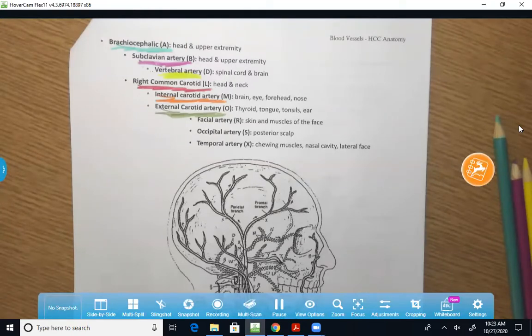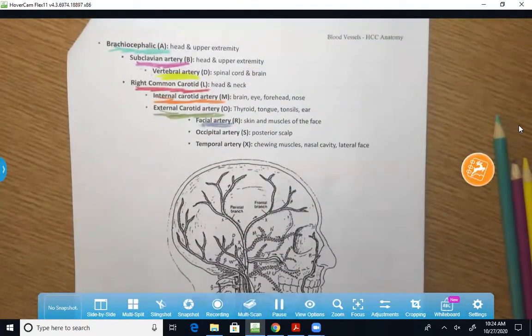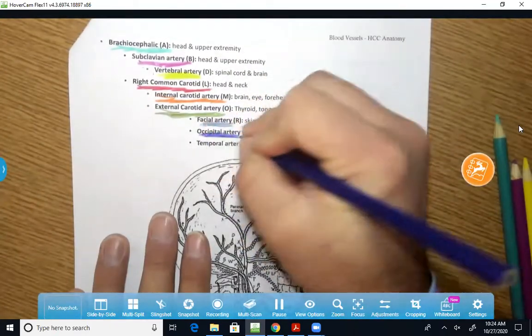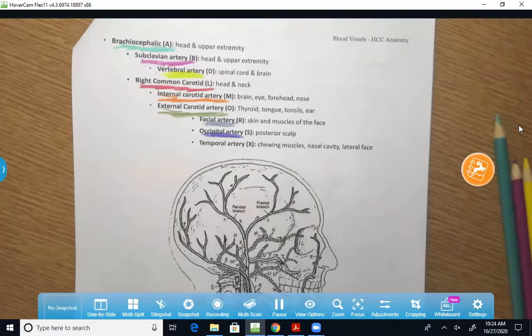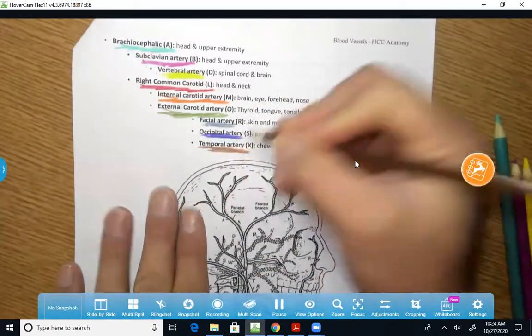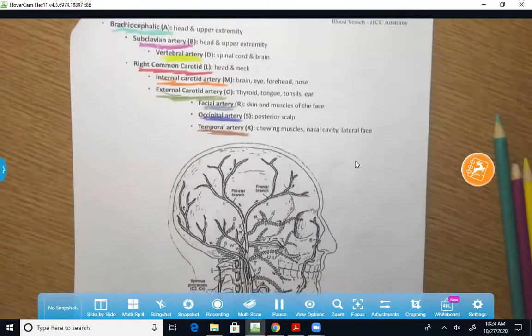Coming off of it, the facial artery that feeds our face, hence the name. Pretty straightforward there. An occipital artery goes to the back of our scalp, also known as our occipital region, hence the name. And then your temporal artery runs up the side of our scalp, past your temporal bone.